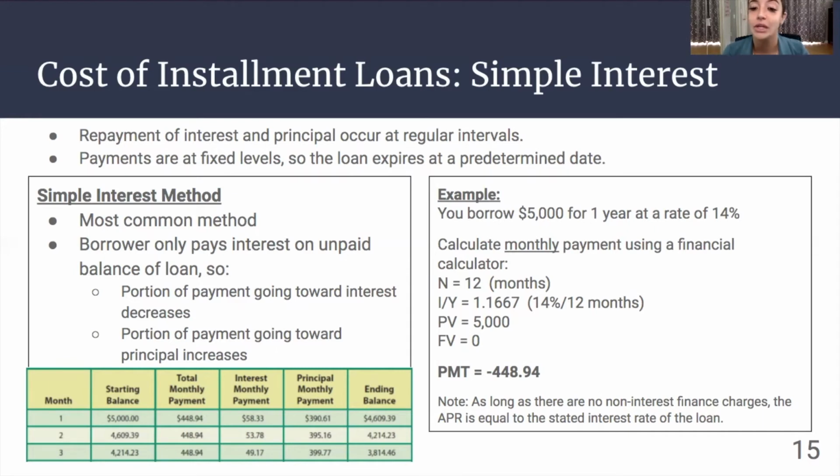Your present value is $5,000. Your future value is 0. And then in your financial calculator, you're going to get a payment of $448.94 per month. And as long as there are no non-interest finance charges, your APR should be equal to the stated interest rate, meaning that your APR and your stated interest rate are both 14% in this example.